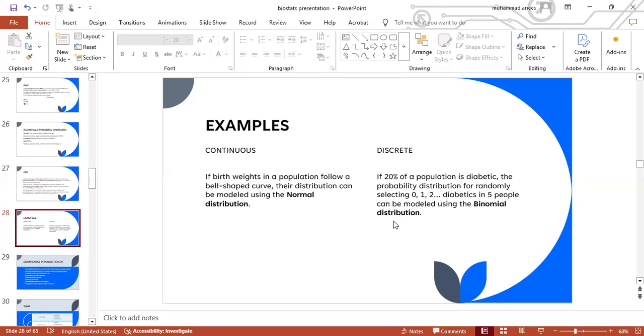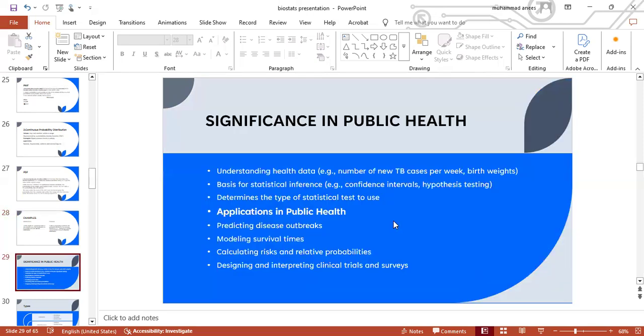Now, what is the significance of studying all this in public health? These kinds of probability distribution models help in understanding health data, like the number of new cases of TB or malaria, or the birth weights of babies. This also helps in determining the basis for statistical inferences, like confidence intervals, hypothesis testing and further research. And number three, it determines the type of statistical test to be used.